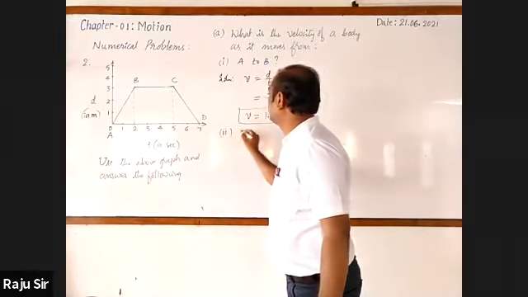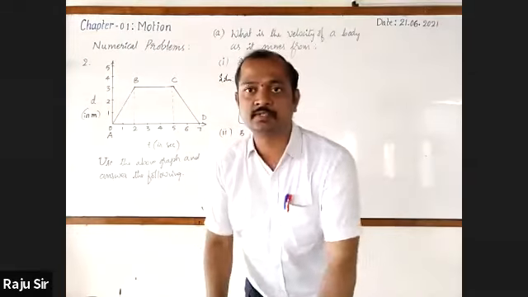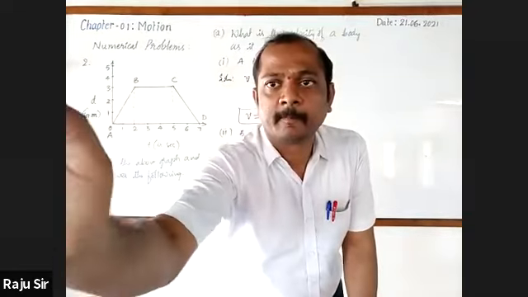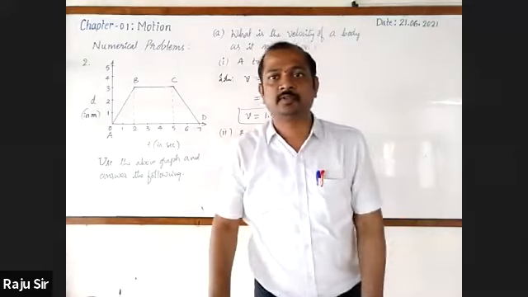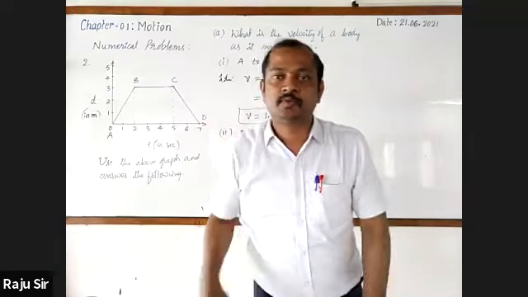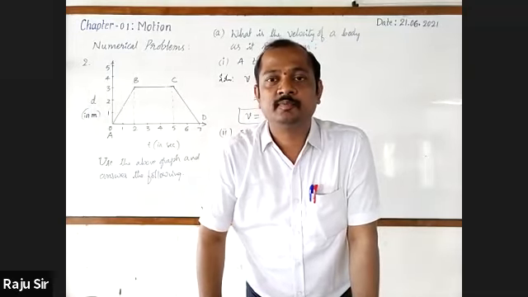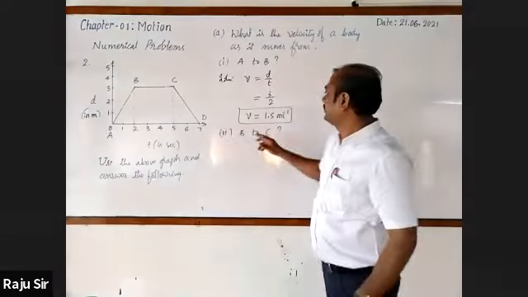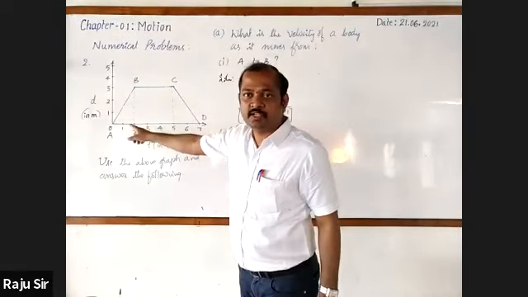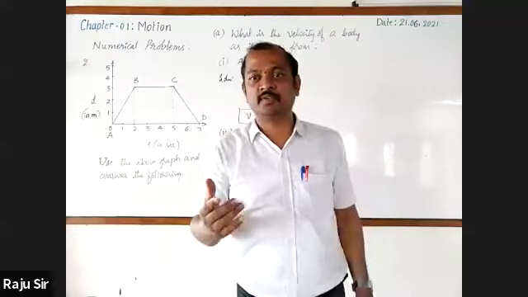Next, the second one, from B to C. Rutushri, what is the velocity of the body from B to C? It is 0.